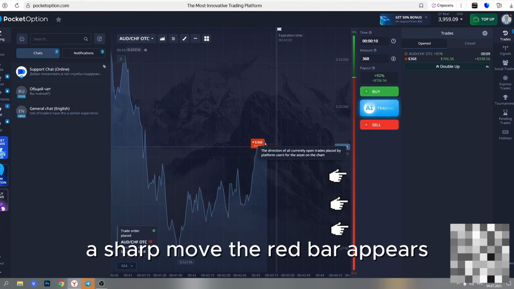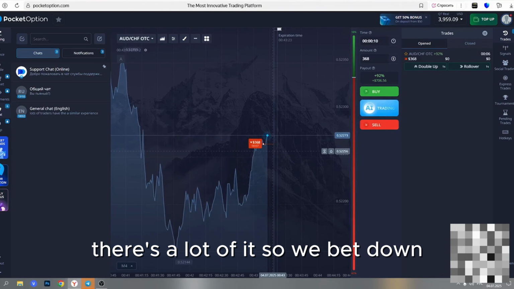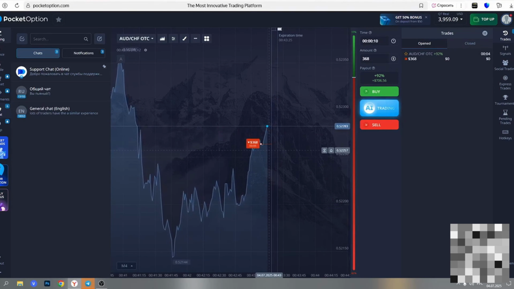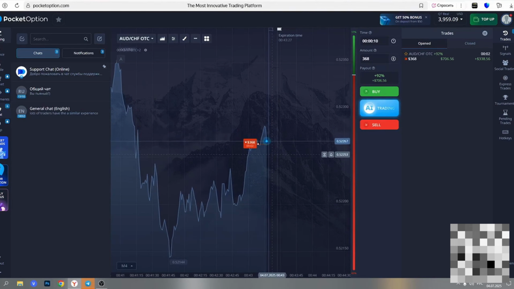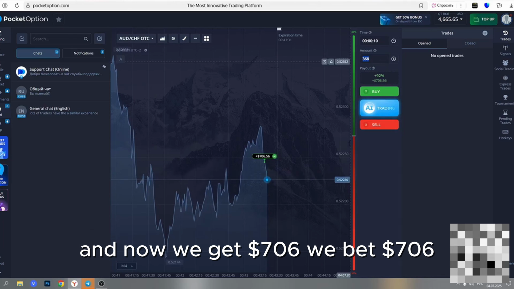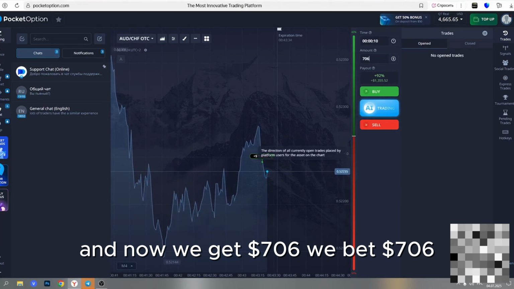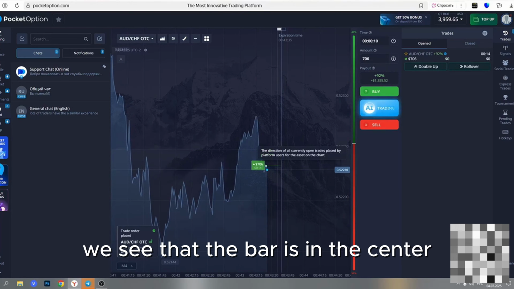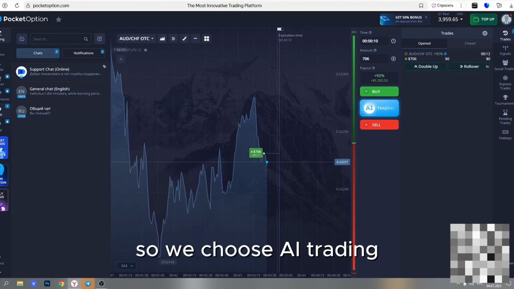A sharp move, the red bar appears. There's a lot of it, so we bet down. And now we get $706. We bet $706. We see that the bar is in the center, so we choose AI trading.